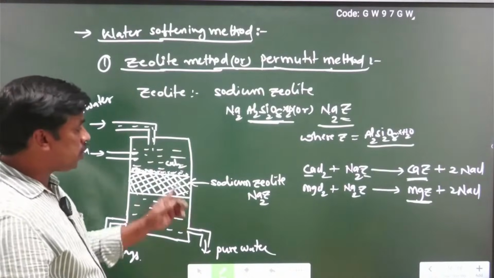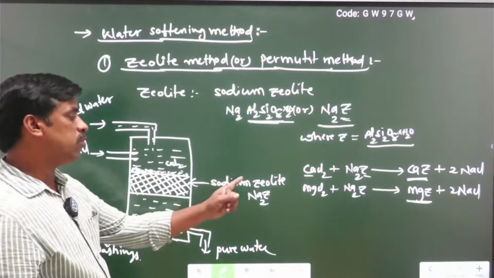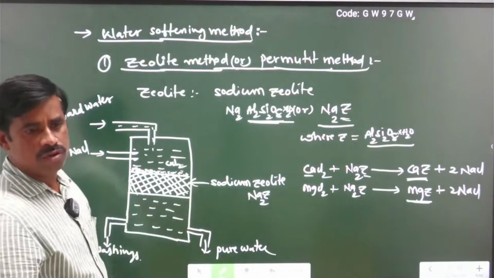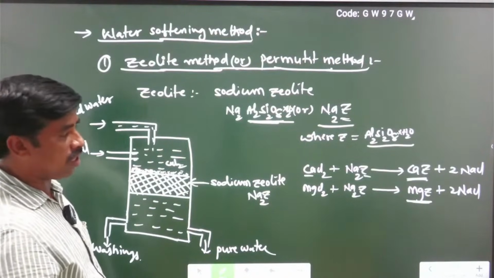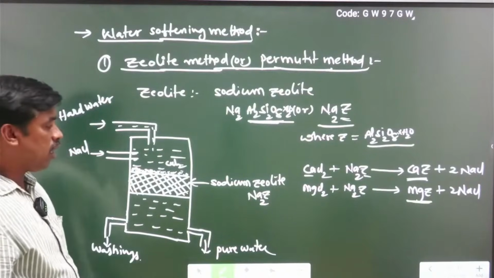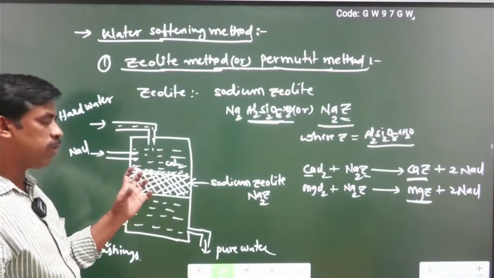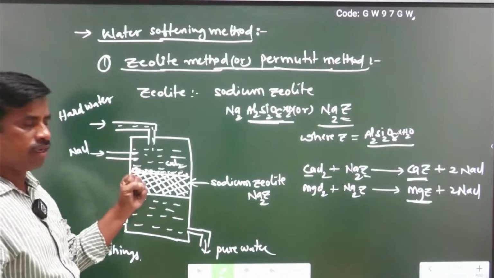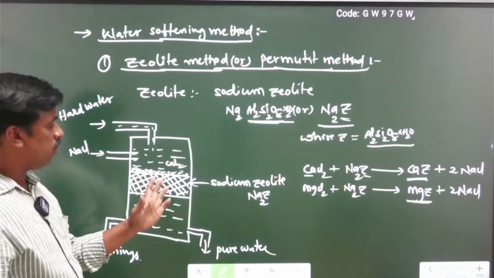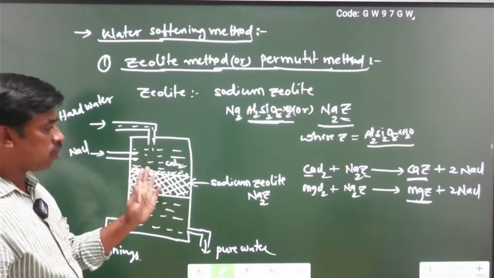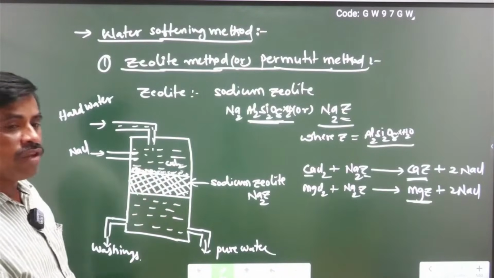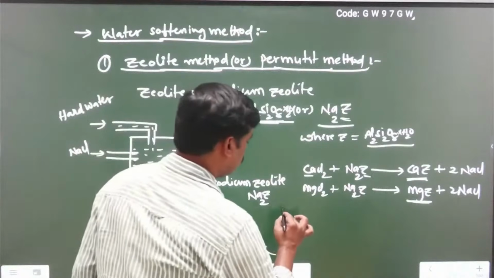At that time we need to regenerate the sodium zeolite resin again. After using it for 1 year, 1.5 years or 2 years, this microporous structure will 100% block, which means further filtration is not going to be possible. That time we need regeneration of zeolite.